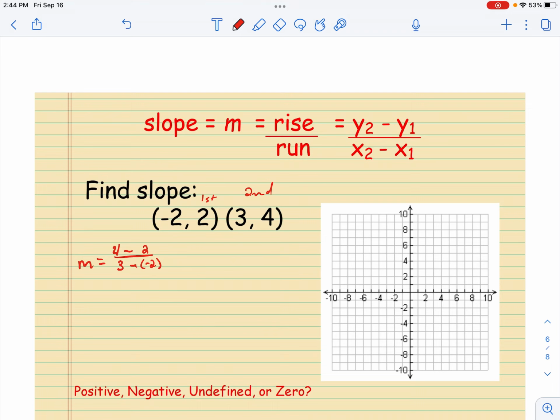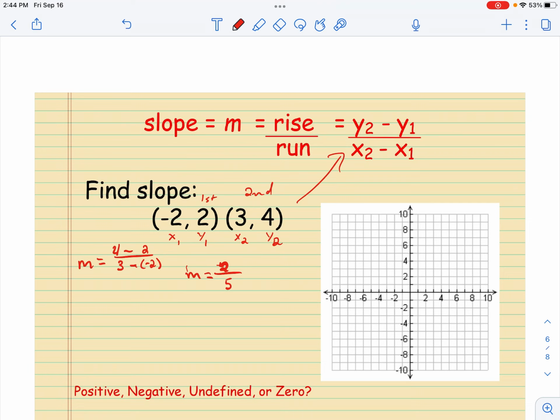So this is our y1, this one was our y2. This is our x2, this is our x1. So all I did was plug those into this equation here. So now we can actually solve. So 4 minus 2 is going to give us 2, and then 3 minus a negative 2 is going to give us a 5. Remember, when you're minusing a negative, it's the same as adding. So instead of 3 minus a negative 2, you could rewrite that as 3 plus 2. And so we have our slope of 2/5.